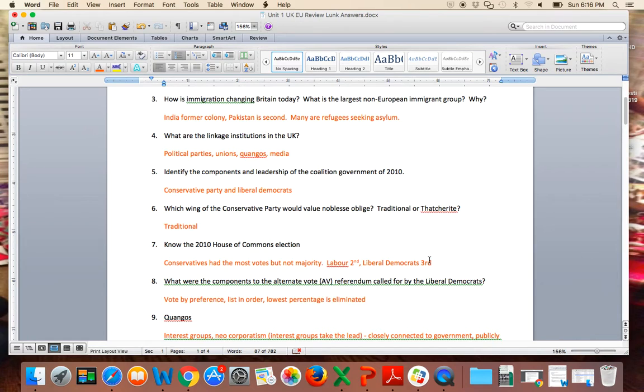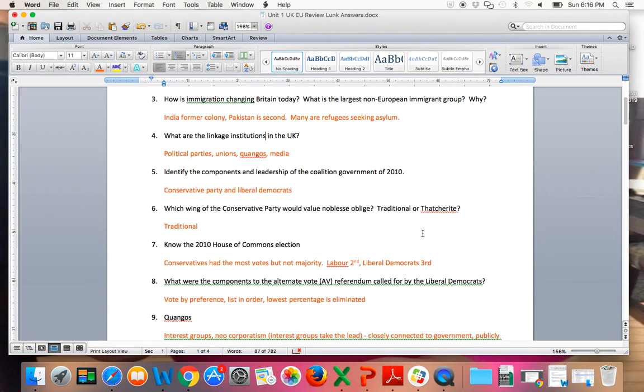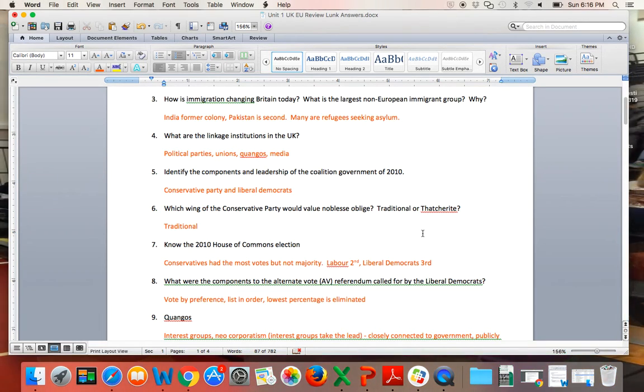The Conservative Party has a couple of different wings: the traditional and the Thatcherites. The traditional conservatives would value noblesse oblige, the principle that the rich or the well-off take care of the poor.